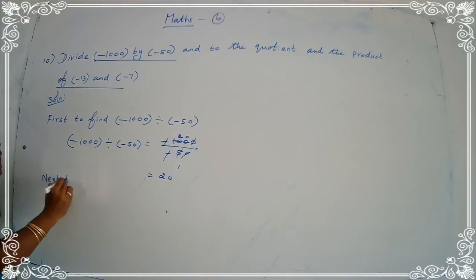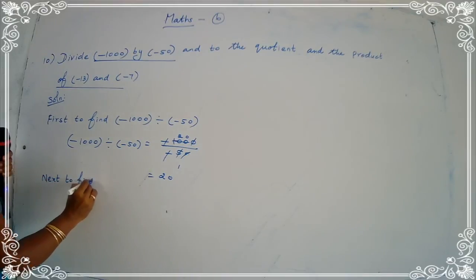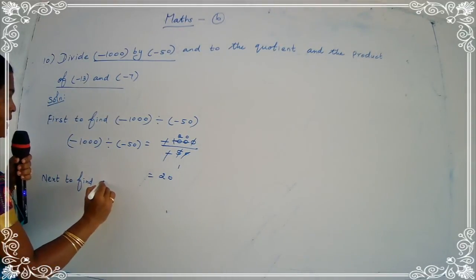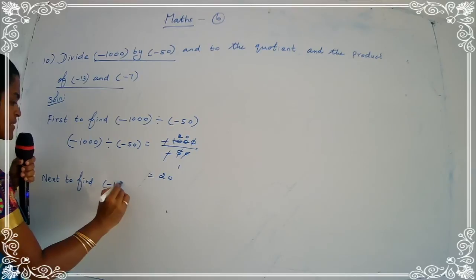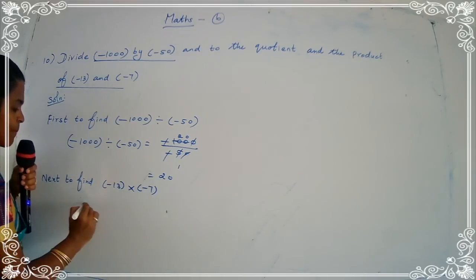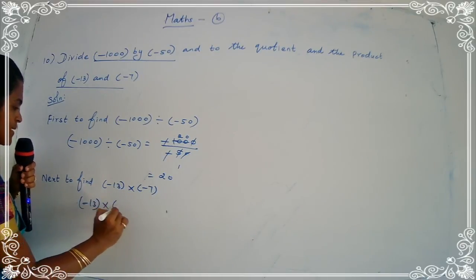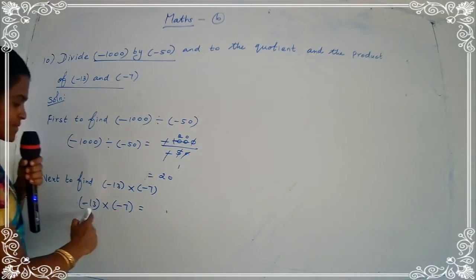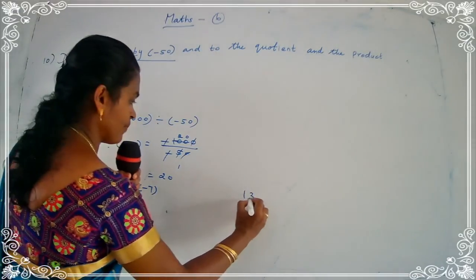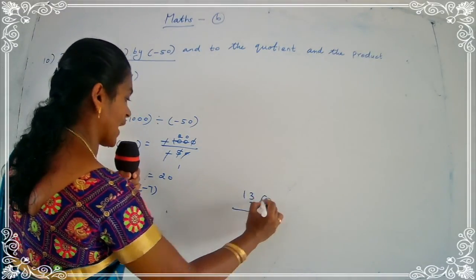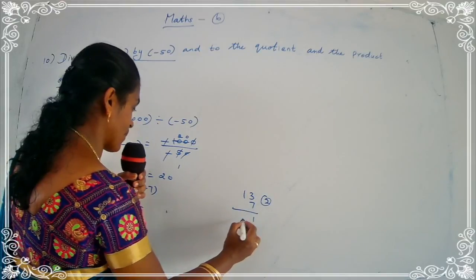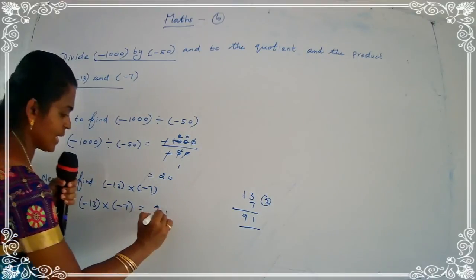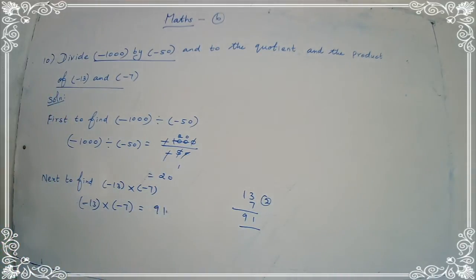Okay, next to find what is the value? The product of minus 13 and minus 7. So, product means multiplication. So, minus 13 into minus 7 is equal to your answer. Here minus into minus is plus. 13 sevens are, 3 sevens are 21, 2 carry. 1 7 is 7, 7 plus 2, 9. So, therefore, 13 sevens are 91.